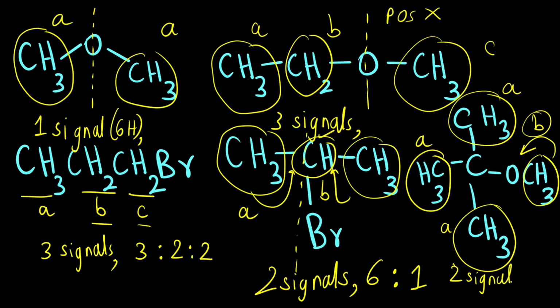2 signals, and what will be the ratio? 3 plus 3 plus 3, 9. So 9:3, and here it is 3 protons. Divide by 3, the simplest ratio will be 3:1. Okay, so in this way, these are some of the simpler examples.